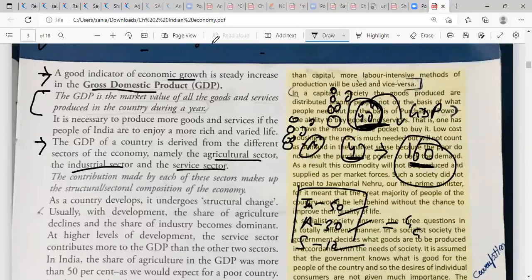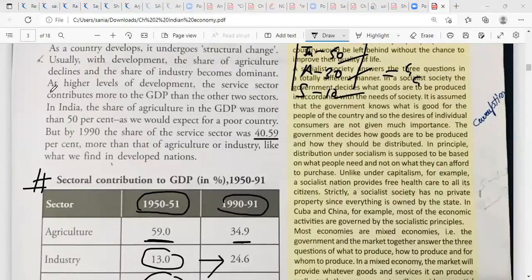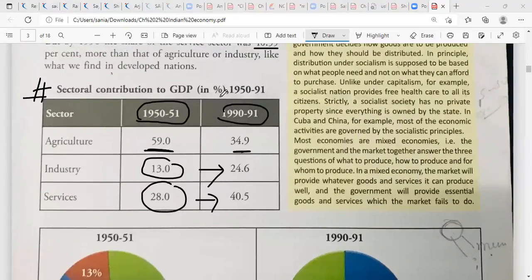Okay. We'll wait for Hasima. Done. Then just write the heading, sectoral contribution to GDP, and then this. Only these numbers. Yeah, just draw the sectors and 1950, this, the entire table. Okay.